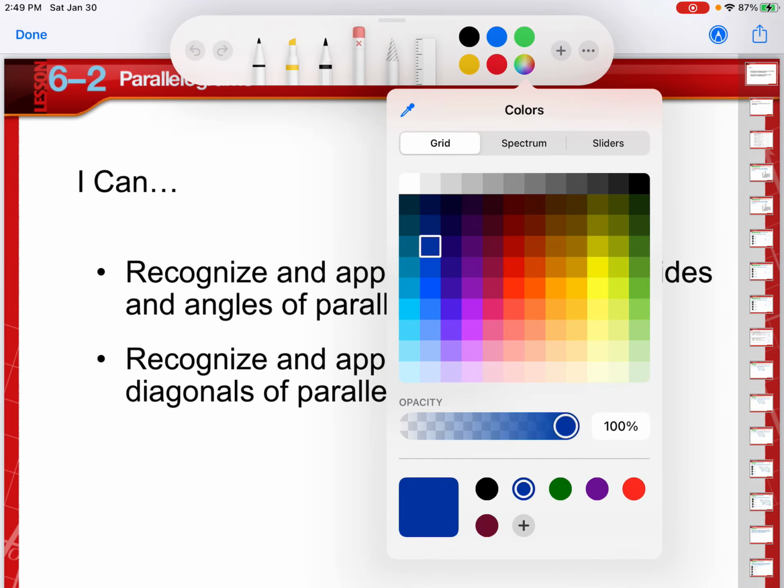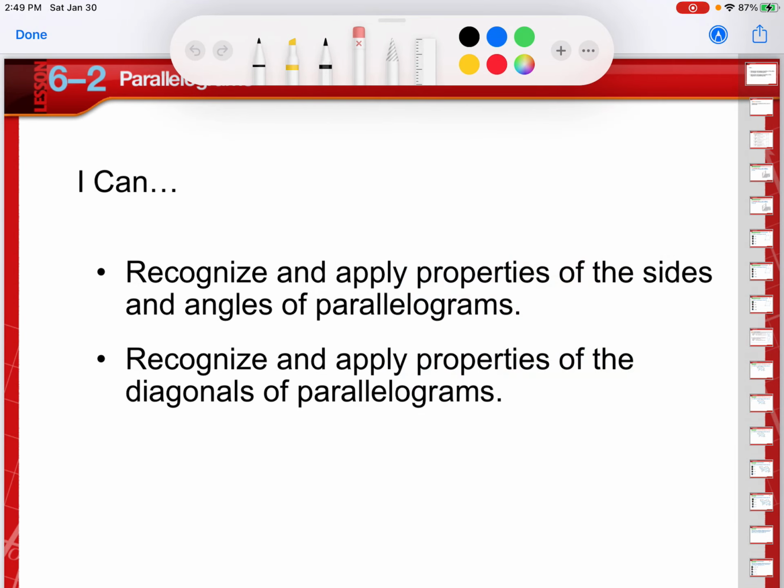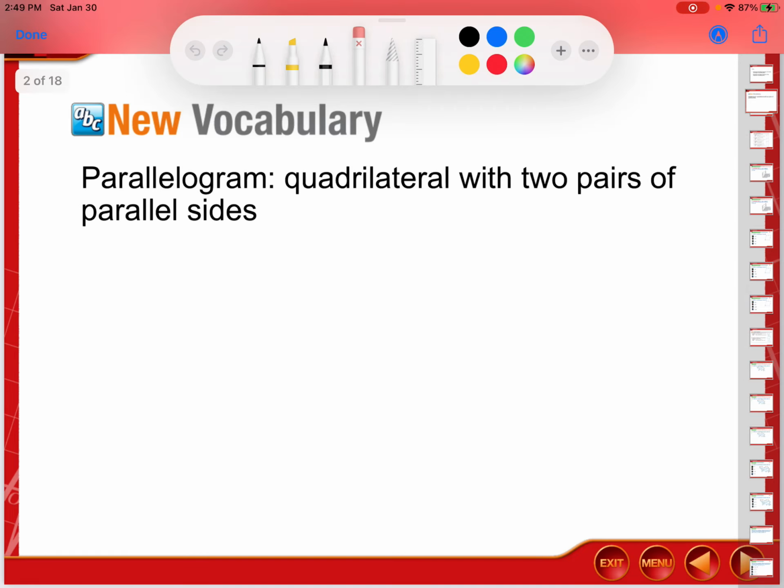All right, so today we are going to talk about parallelograms. For parallelograms, you are going to be able to recognize and apply properties of the sides and angles of parallelograms, and recognize and apply properties of the diagonals of parallelograms. We talked about diagonals last time. Sides and angles should all be familiar terms.